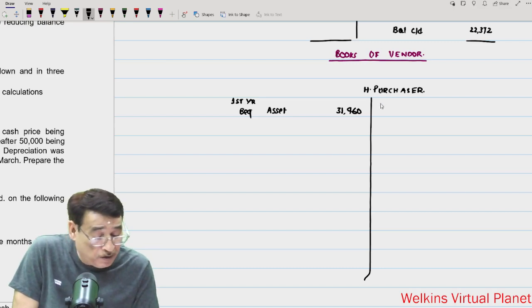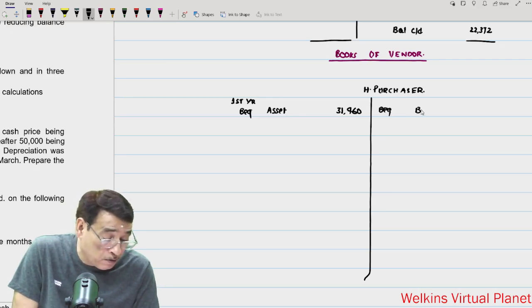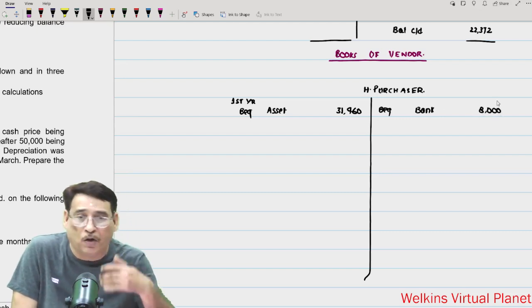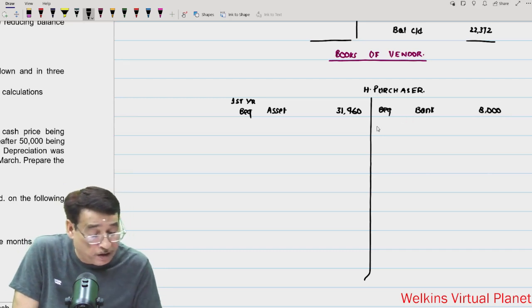Now on the same date, now you are the purchaser. On the same date, you are going to receive down payment. Your entry will be bank account debit to hire purchaser account. The down payment is equal to 8,000. This is just reverse of hire vendor account which we prepared earlier.